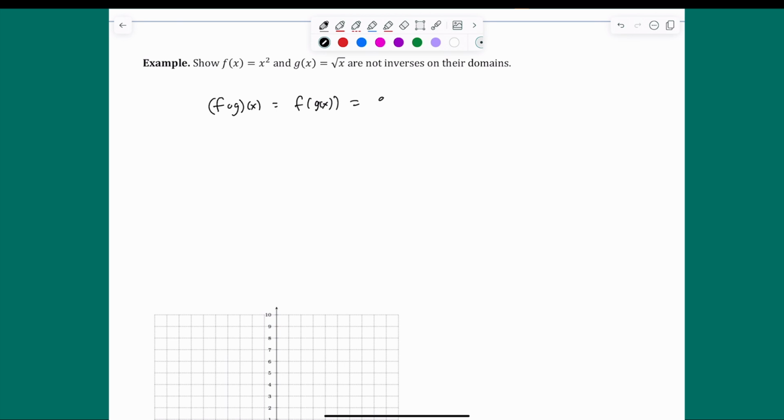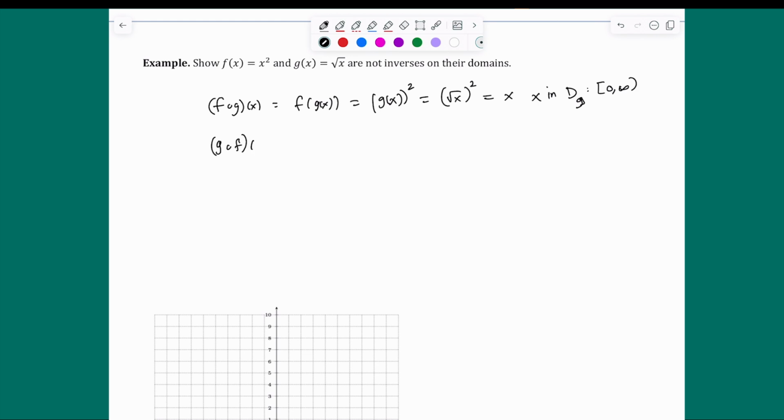So this would give us g of x squared, which is really the square root of x squared. Of course, the square root of x squared is just x, for x in the domain of g, which in this case we know would be 0 to infinity. So that worked out pretty fine. That composition gave us x, and that makes sense. But let's see what happens in this direction.